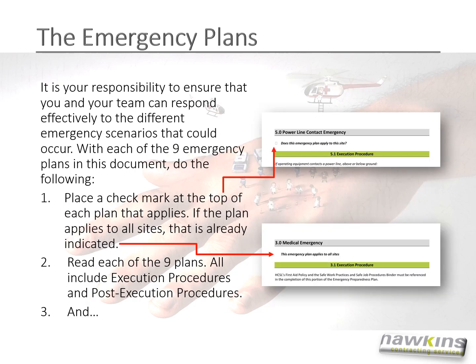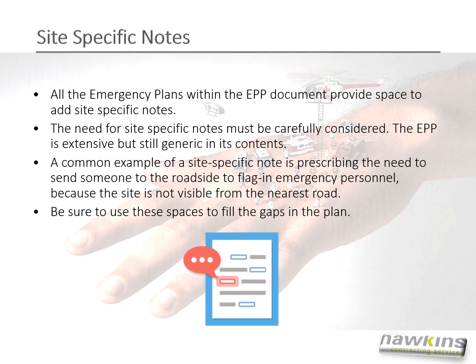It's your responsibility to ensure that you and your team can respond effectively to the different emergency scenarios that could occur. With each of the 9 emergency plans in this document, do the following. 1. Place a check mark at the top of each plan that applies. If the plan applies to all sites, that is already indicated. 2. Read each of the 9 plans. All include execution procedures and post-execution procedures. And 3. All the emergency plans within the EPP document provide space to add site-specific notes.